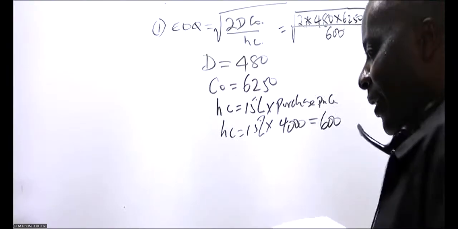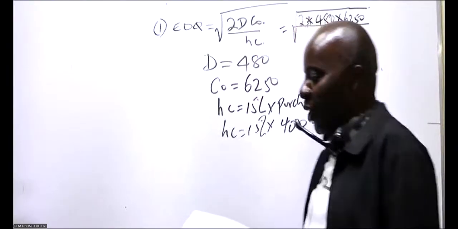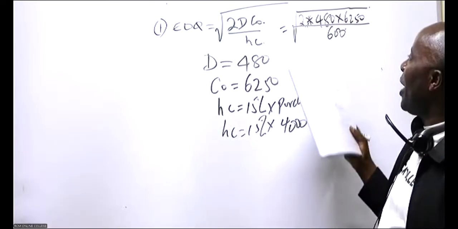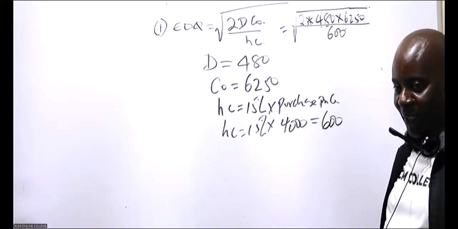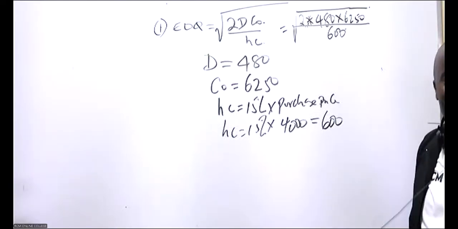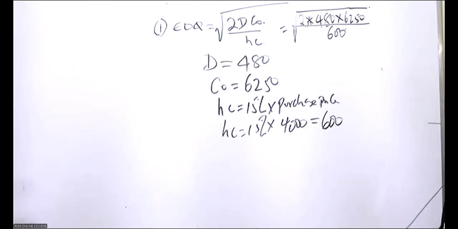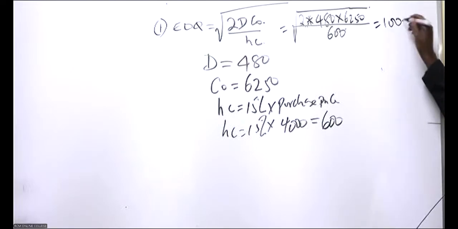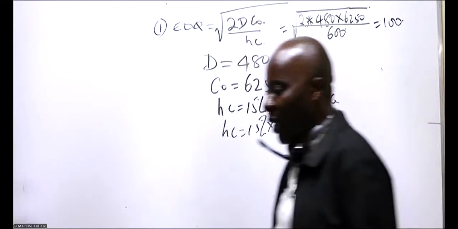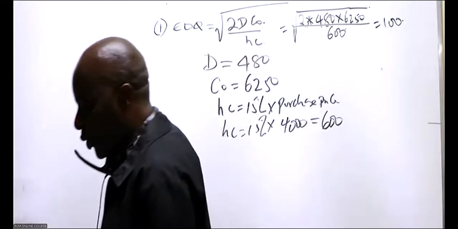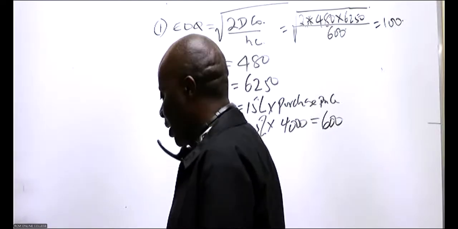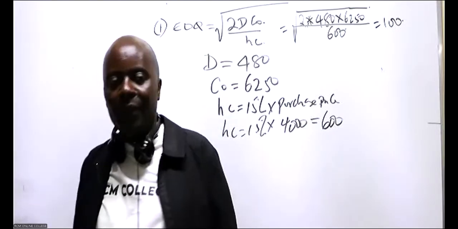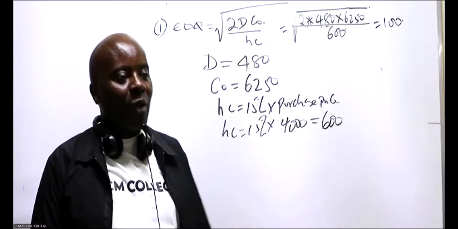Please go slowly here. Say 2 times 480 times 62.50. Whatever answer you get, divide by 600. And at the end of the day, take the square root: 100 exactly. So if we want to minimize our inventory costs, we shall procure 100 mattresses. Thank you so much for responding. I was fearing that the online students were not following. So we have answered number 1.